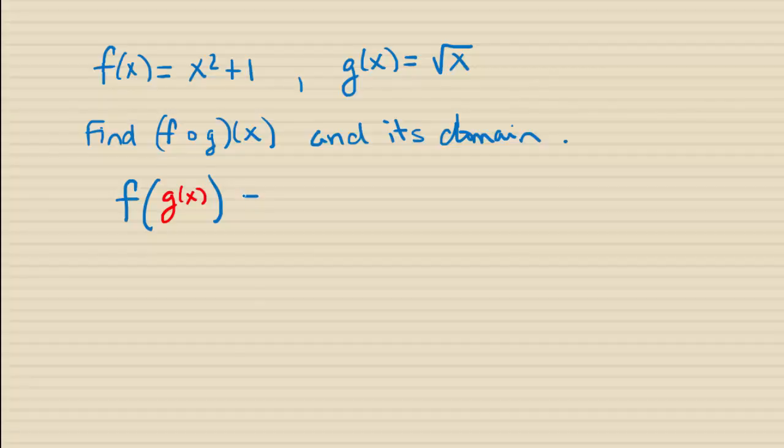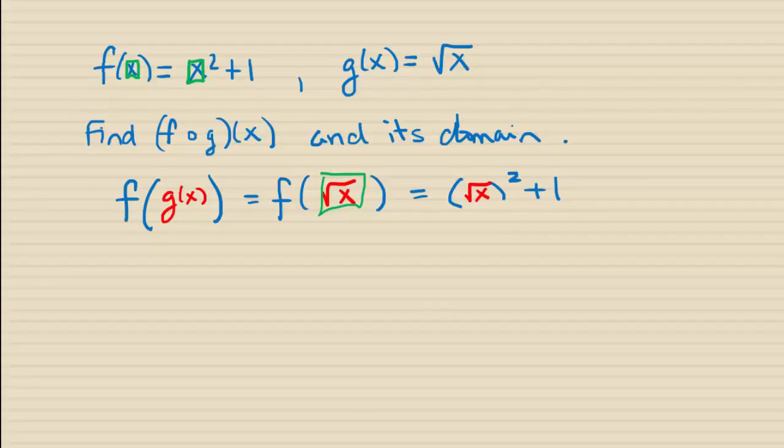So you would say, okay, well, I'm plugging into f just the square root of x. Now, our original function f is x squared plus 1. Remember to think of this as a box instead of the x. So we're taking whatever's plugged in and we're squaring it and adding 1 to it. So in this case, what's in the box is the square root of x. So we're going to square it and add 1 to it. So we get square root of x squared plus 1.